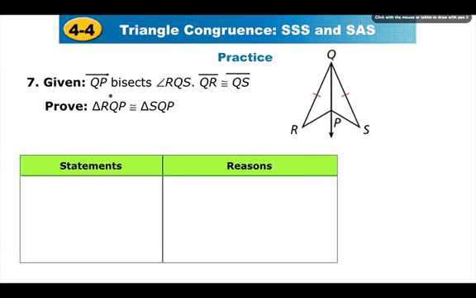So this is the given. Ray QP bisects the angle RQS. Here's your RQS, so it bisects. And the other piece of information is that QR is congruent to QS.